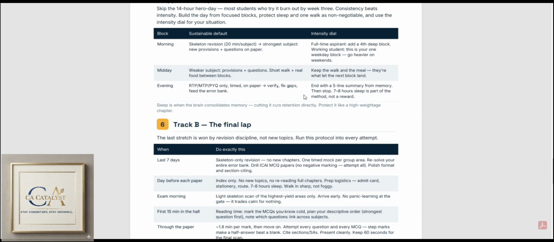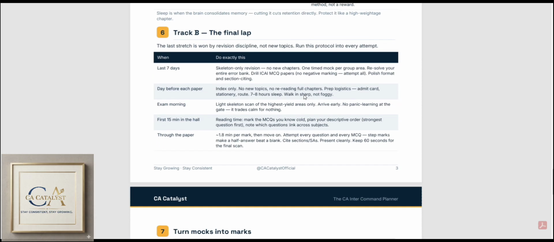But in some months, when you go full-fledged and study for more hours, then 7 hours of sleep is good, or at least 6 hours of sleep should be there, you should not compromise on that. Sleep is where the brain consolidates the memory, so cutting it will affect retention. It's like a high weightage chapter: after studying, to consolidate it very well, sleep is more important. Coming to the sixth part, the final lab.